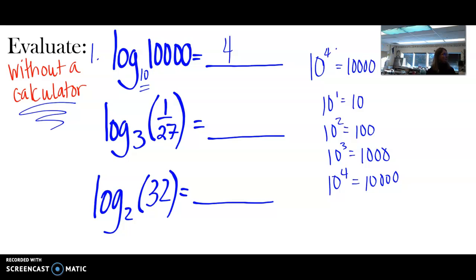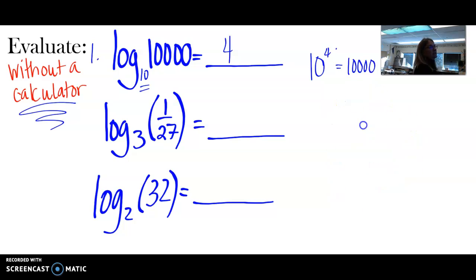All right, so the next one is a little bit trickier. You're looking for 3 to some power equals 1 over 27. A couple different ways to do that. Let's rewrite it first. The base is 3. So rewriting this, we don't know what it is, so I'm trying to figure out what x is. So I'm going to write 3 to the x equals 1 over 27.